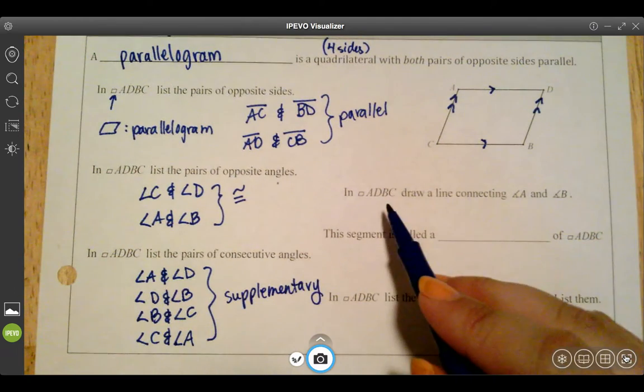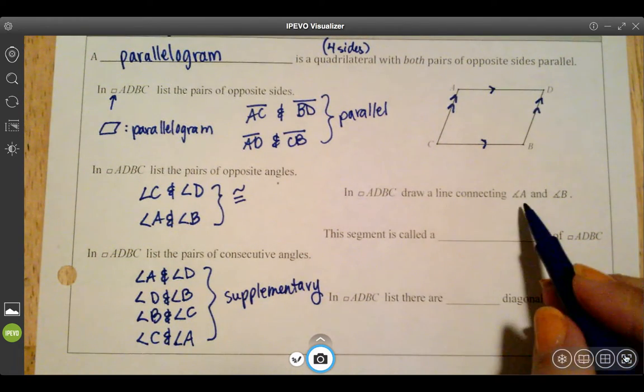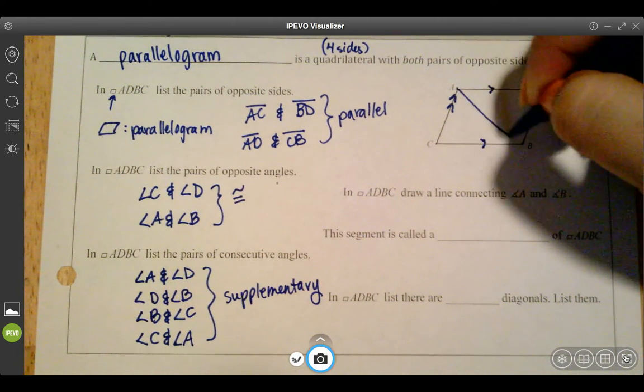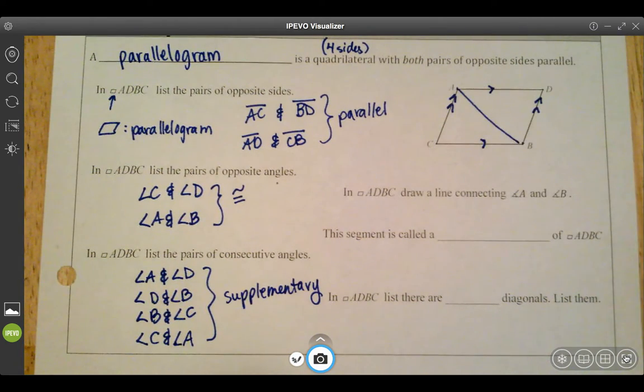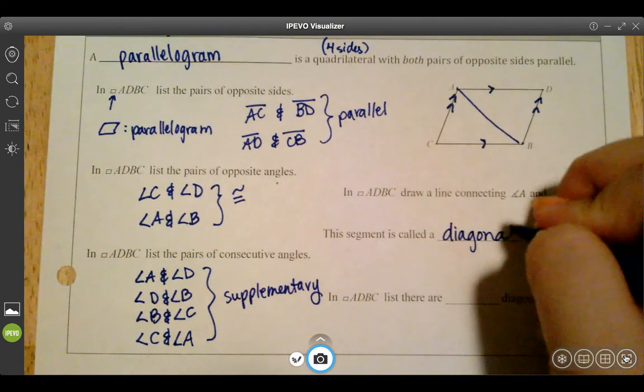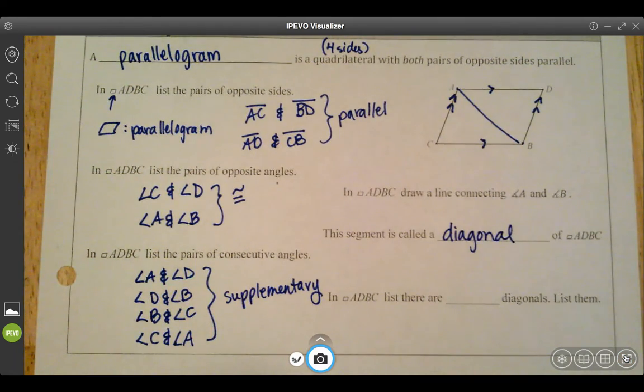In parallelogram ADBC, draw a line connecting angle A to angle B. This segment is called a diagonal. A diagonal connects two vertices that are not connected in a polygon, so it works for any polygon. In parallelogram ADBC, there are how many diagonals?